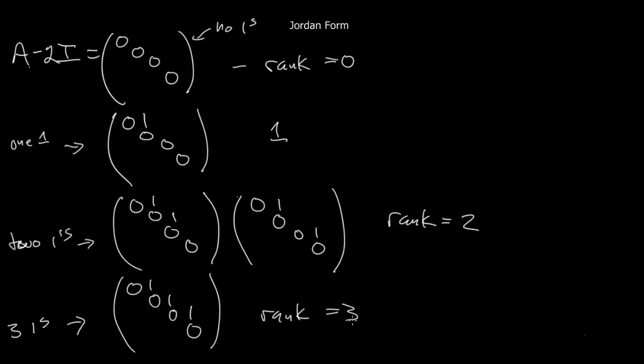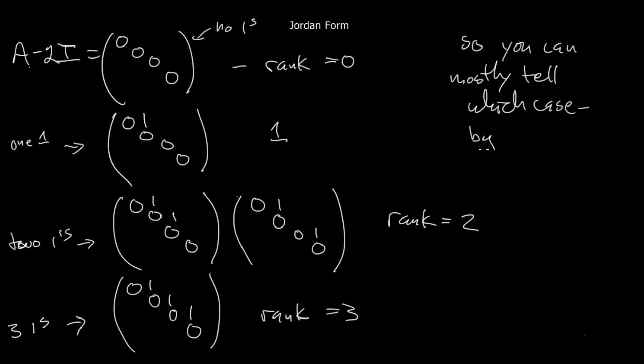If the rank is 2, it could be 2 1s which are adjacent, or 2 1s that are skipping a step. And so by looking at the rank, you can mostly tell what case you get, but that's not quite enough information. But it goes a long way. And I should point out also that if you only have 1 1, it doesn't really matter which position it's in. So this is really all of the cases.